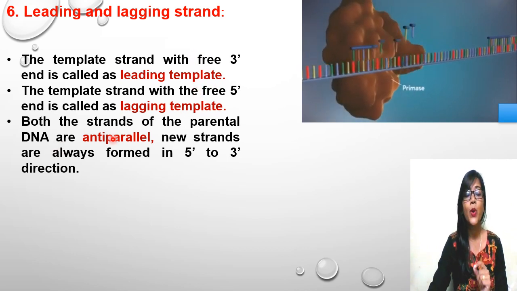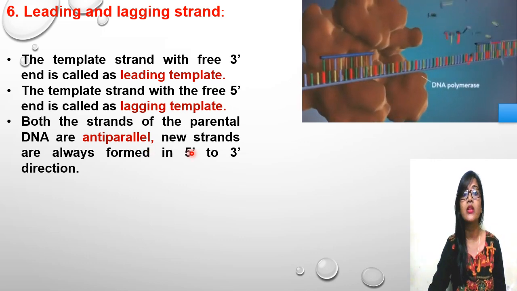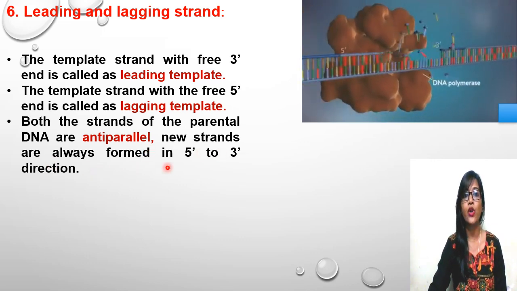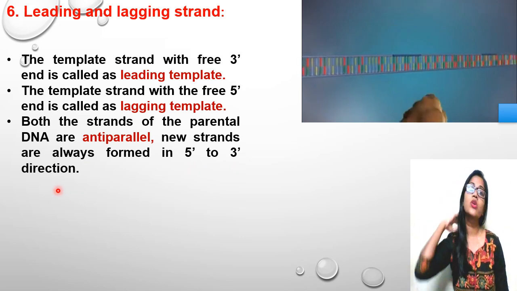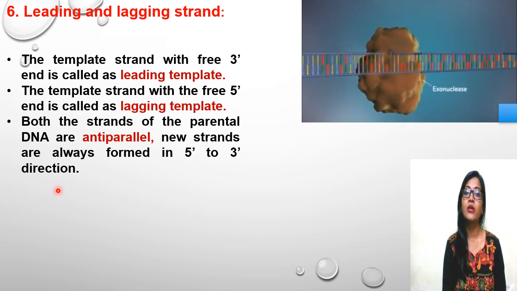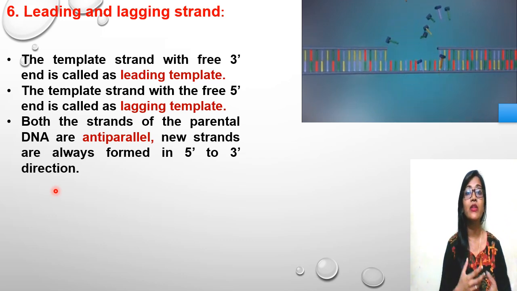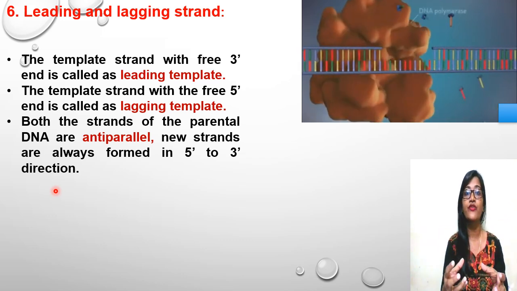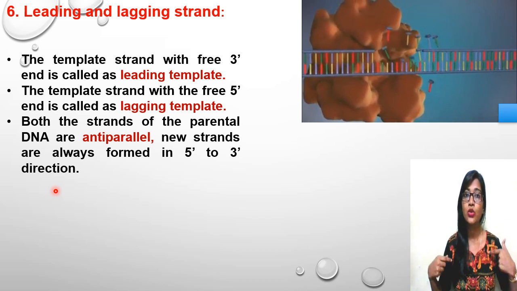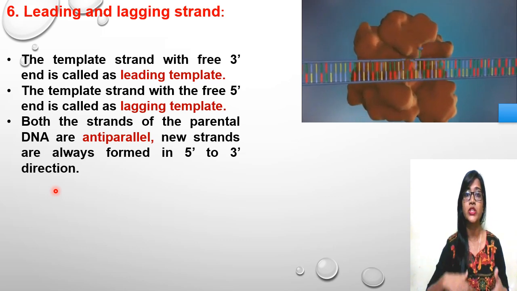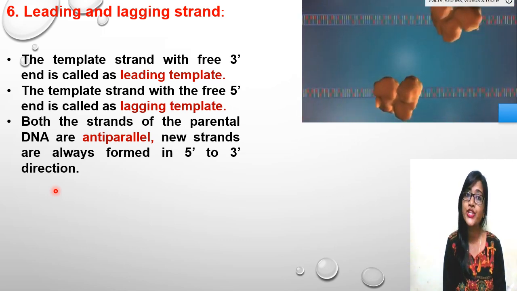Okay, so both the strands of the parental DNA are anti-parallel. New strands are always formed in the 5' to 3' direction. Why are the Okazaki fragments required, or why can both the strands not get formed in a continuous manner, why are both the strands not leading strands, but on the contrary, one is a leading strand and another is a lagging strand?